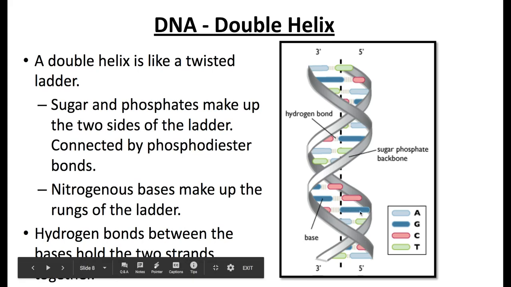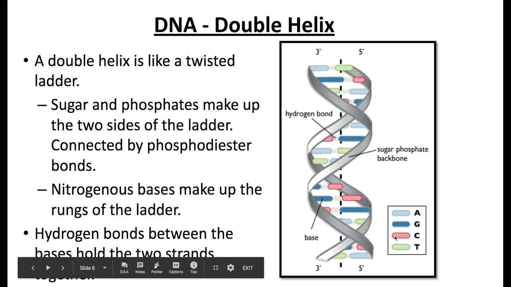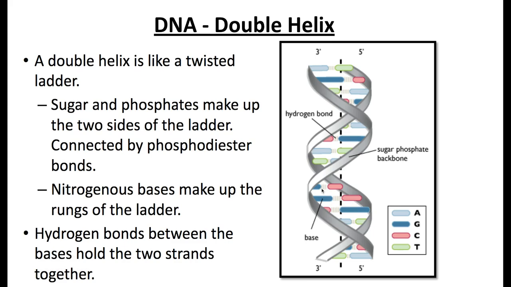And on the inside, we're going to have these nitrogen bases. So looking at this picture, you're going to notice A and T are always paired together, so this light blue and this light green. And G and C are always paired together. So these are connected by hydrogen bonds.